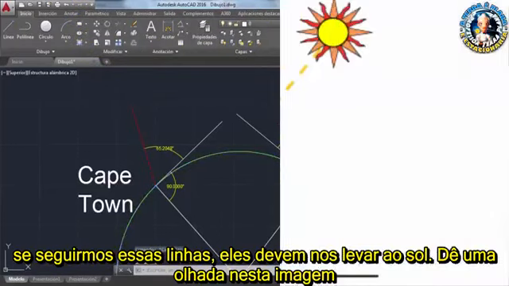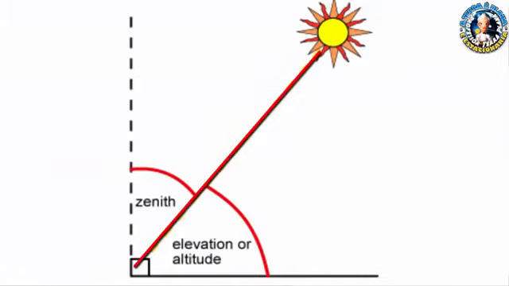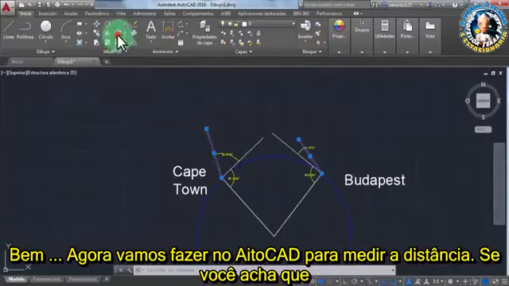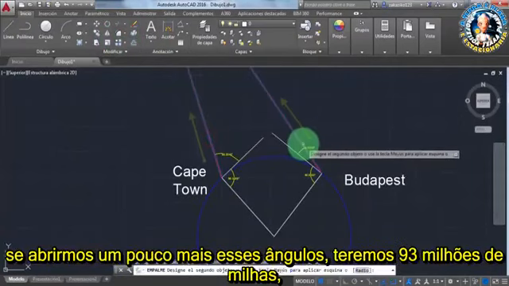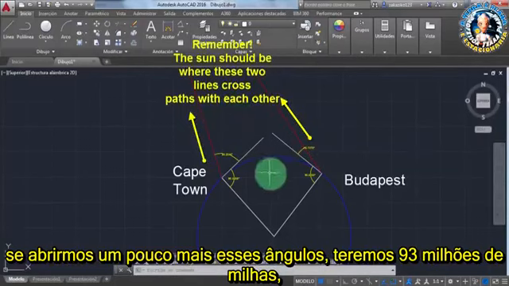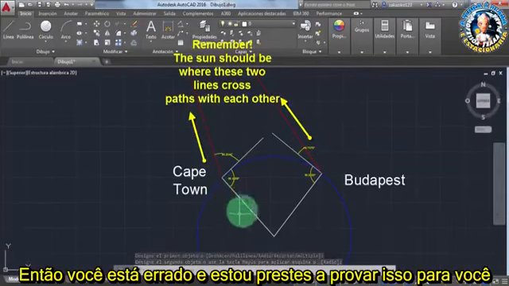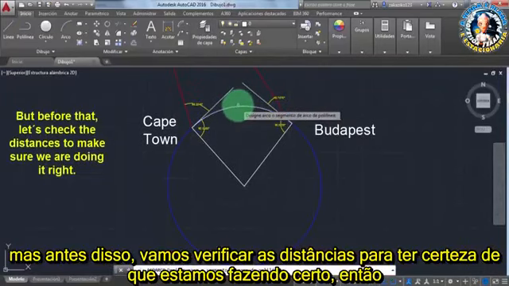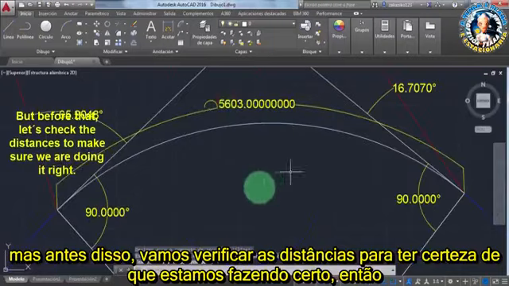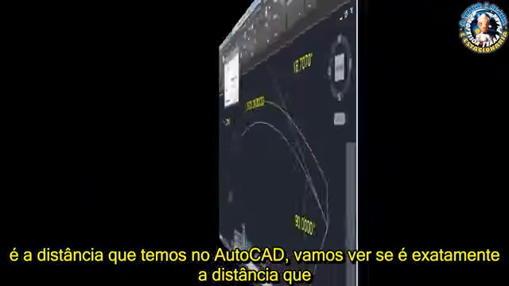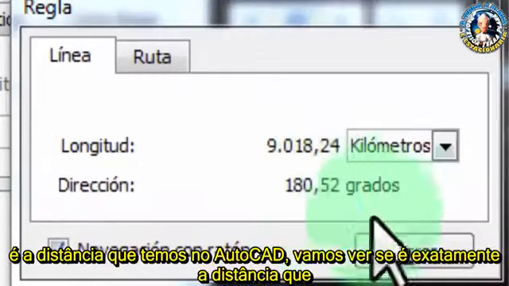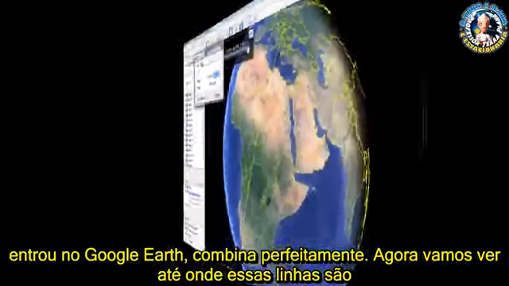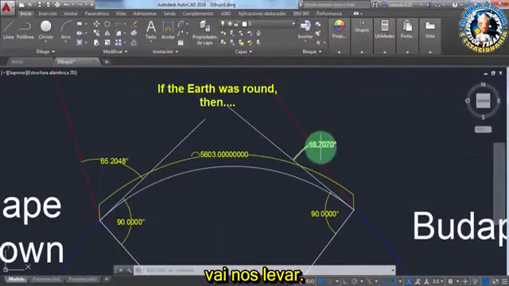Take a look at this image. Well, now let's do it in AutoCAD to measure the distance. If you think that if we open these angles a little bit more, we will get to 93 million miles, then you are wrong. And I am about to prove that to you. But before that, let's check the distances to make sure we are doing it right. So this is the distance we have in AutoCAD. Let's see if that is exactly the distance we got from Google Earth. It matches perfectly.